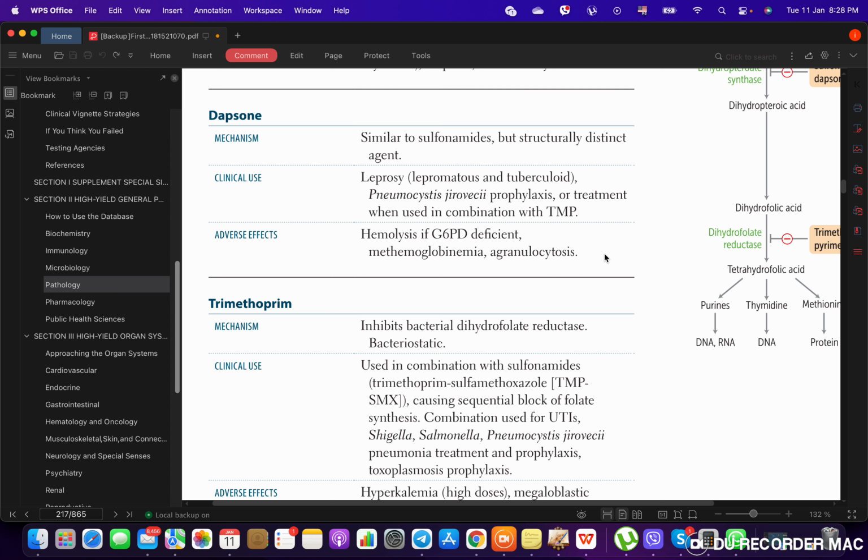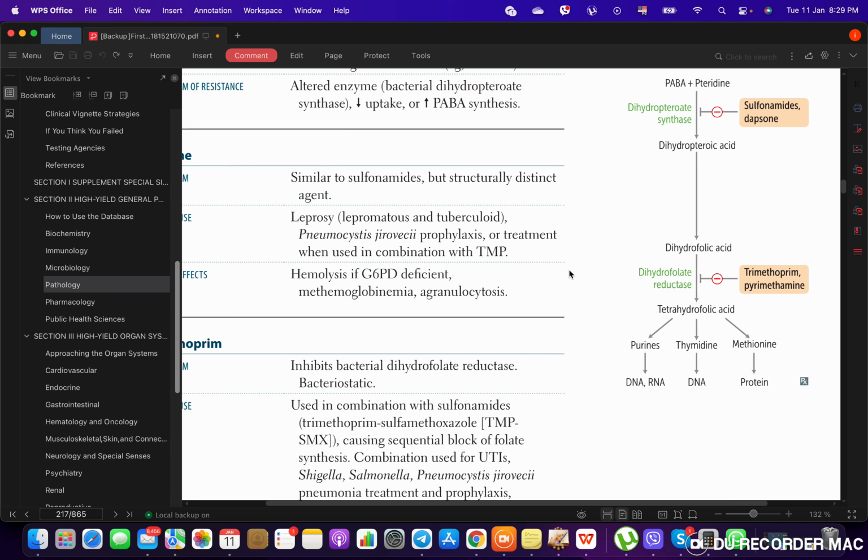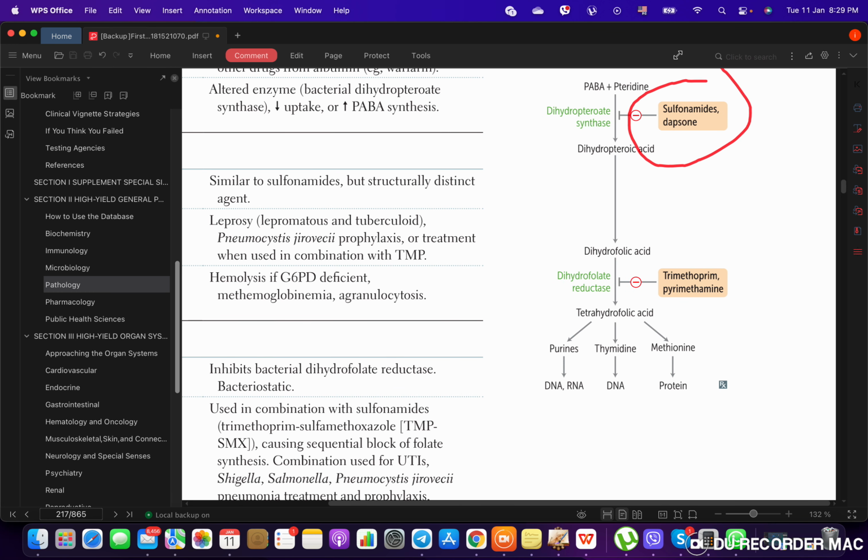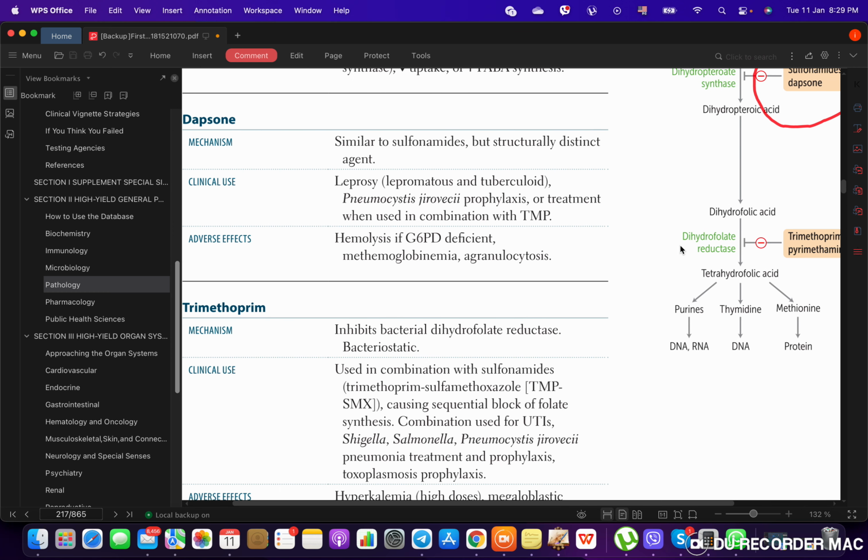So the adverse effects include hemolysis in G6PD deficient patients. Also, it can lead to methemoglobinuria. Keep in mind, nitrates can lead to that as well. It's a whole topic we are going to speak about a lot in respiratory, the methemoglobinuria. And agranulocytosis. Okay, so this dapsone drug also works at the same step as sulfonamide did.